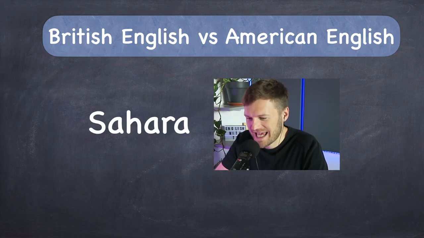The next word is spelled S-A-H-A-R-A, and it's pronounced Sahara in British English. Sahara, with R sounding A's. And in American English, it would be Sahara with an air sounding A in the middle. Sahara. Pits as dry as the Sahara.